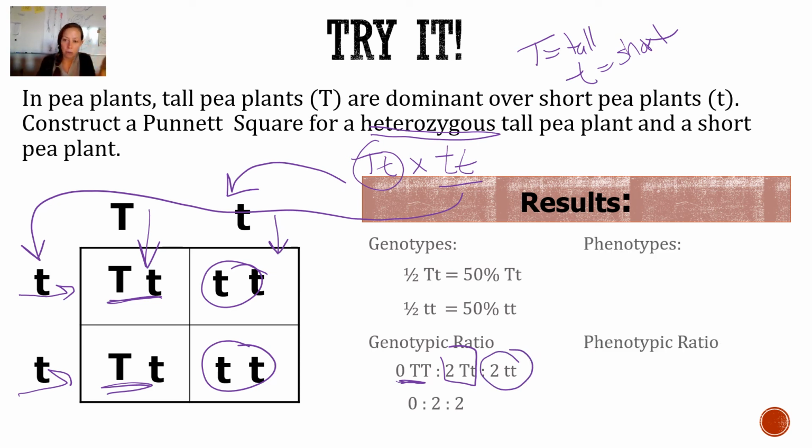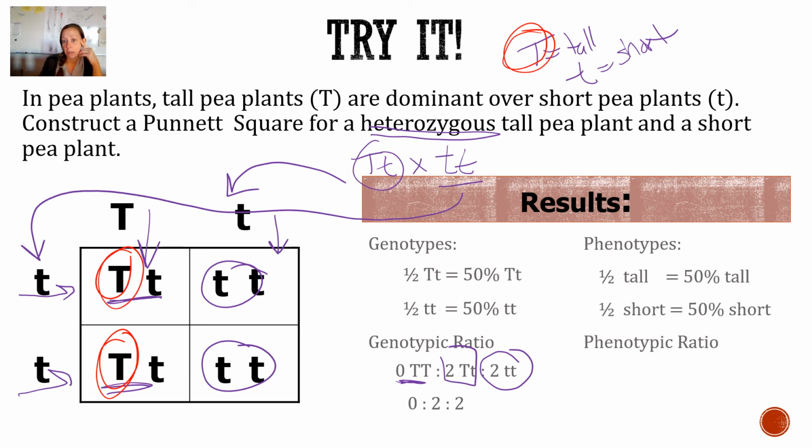Then I look at my phenotypic ratios or my phenotypic results. This is what it looks like. So let's remember before we even talk about this, big T is tall. So tall, tall, right? So I have 1/2 are tall or 50% tall, 1/2 is short or 50% short. And for phenotypes, I have 2 talls to 2 shorts, 2 to 2.